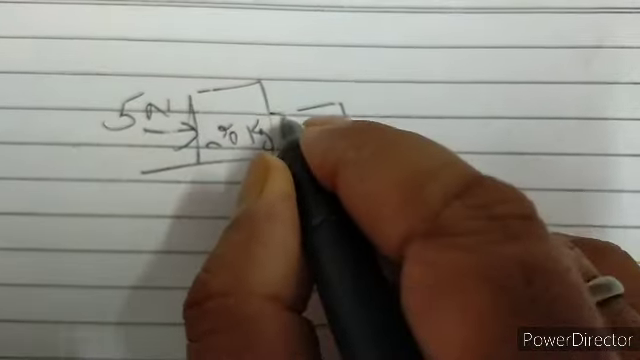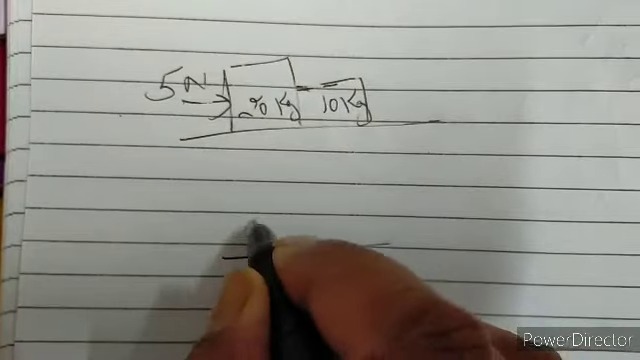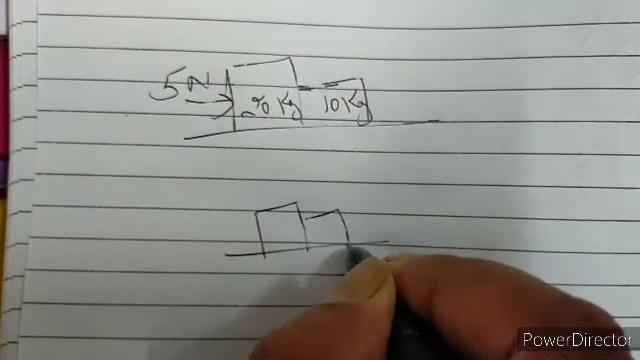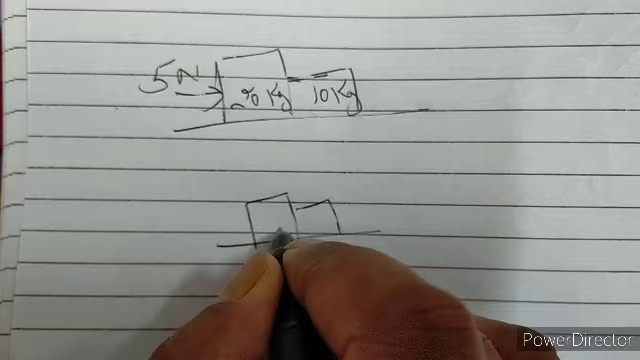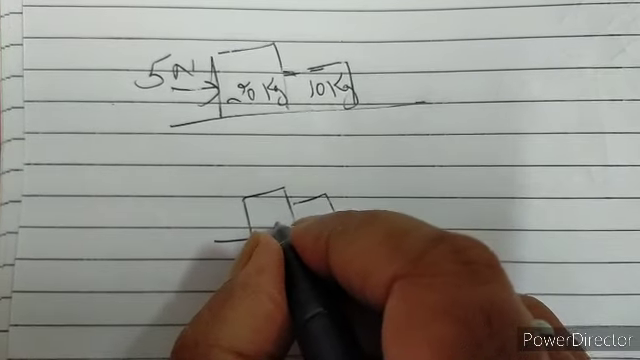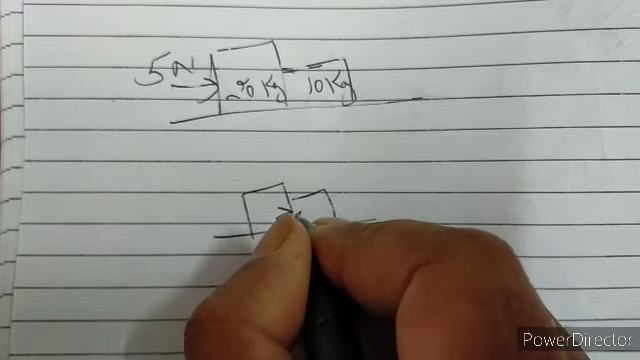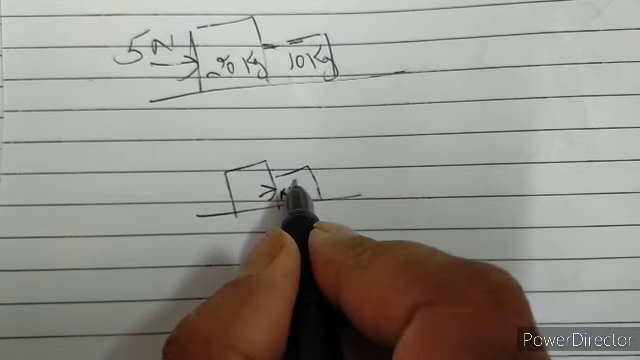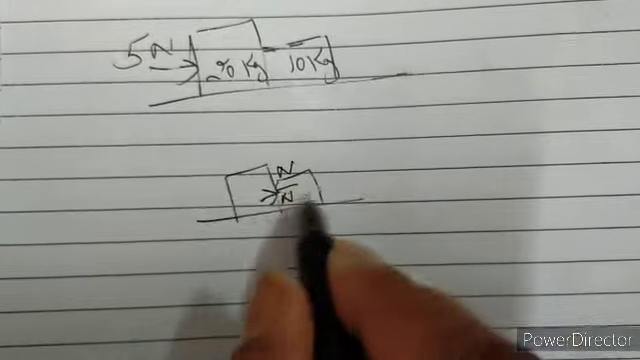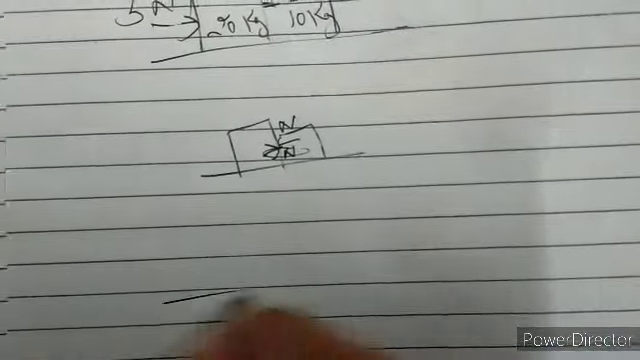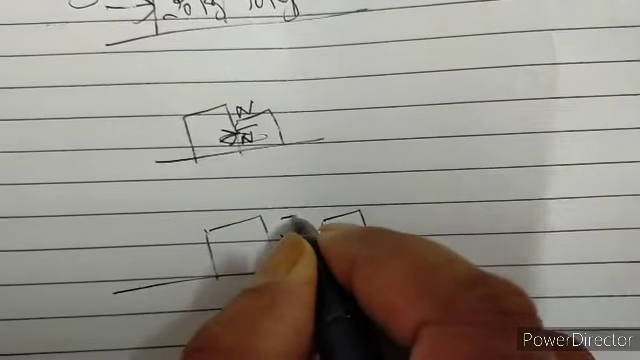Okay, so for this, if there is a string, we will take tension. If there is no string, then we will say that this block is pressing the second block with force N. The second block will press the first block with force N. It means if there is no string, then to solve the numericals, you form a string. Clear? Then the tension is T.